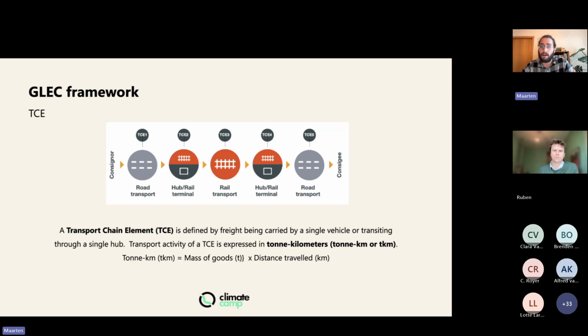The activity of a transport chain element is expressed in ton kilometers. And ton kilometers is the mass of the goods being transported multiplied by the distance traveled. This is the main way we are going to do transport calculations when using weight-based calculations.